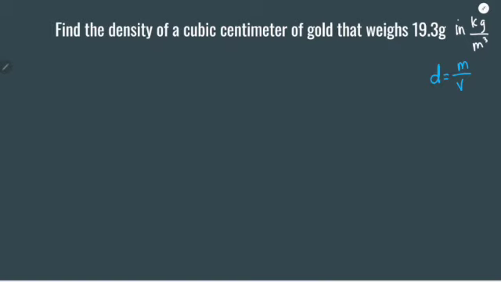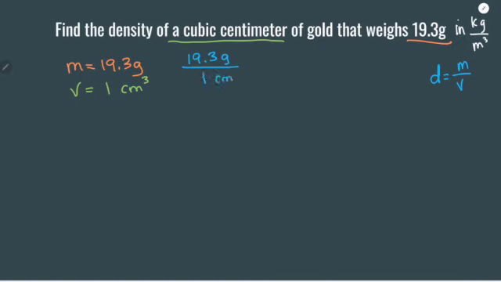We know the mass. The mass is always going to be how much something weighs, and in this particular case, the mass is 19.3 grams. We are also given the volume. Volume is how much space something takes up, and in this case the volume is 1 cubic centimeter. So when we plug these into our formula, we're just going to take the 19.3 grams and divide it by 1 cubic centimeter.